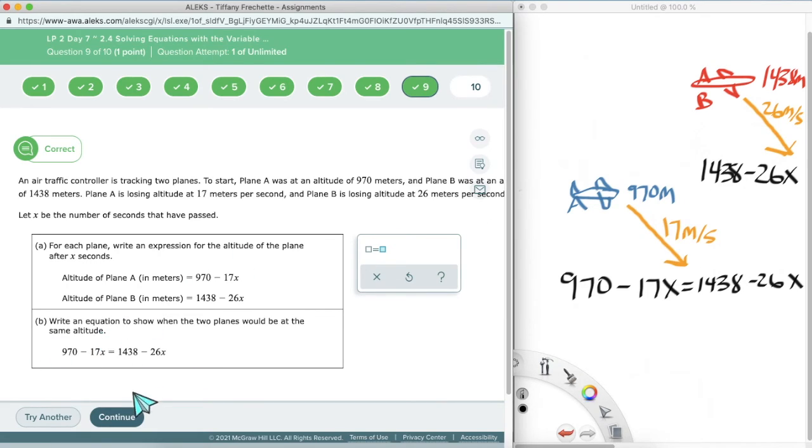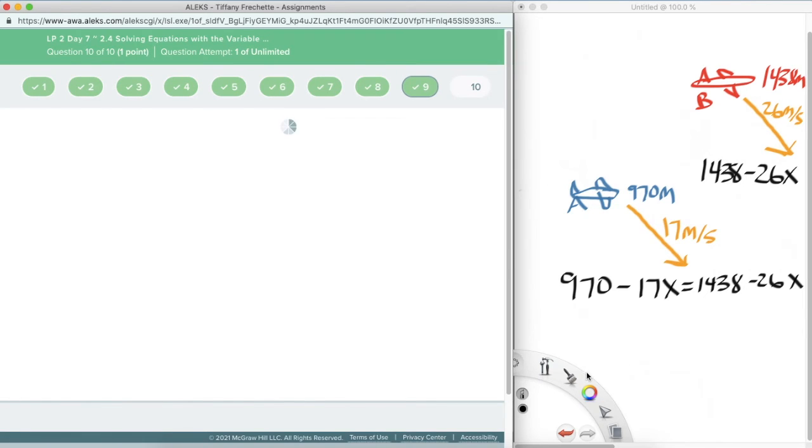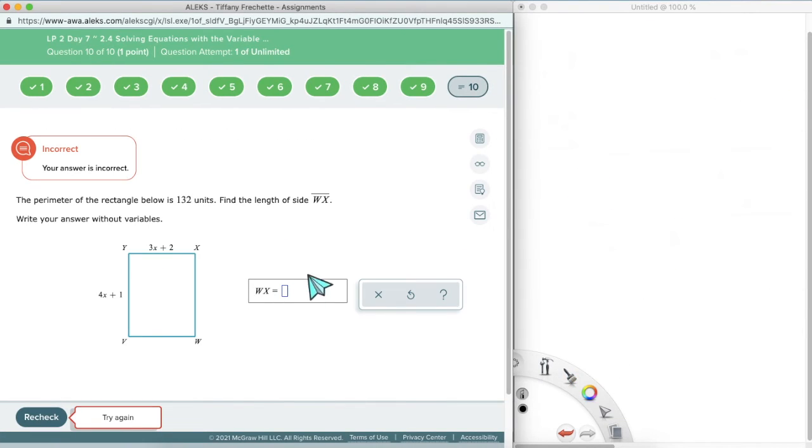Okay, one more here. We're almost done. In this one, I had accidentally typed one in here and was messing around and hit check, so that's why you can see this incorrect thing. So ignore the incorrect bit for just a minute. We're going to work out the problem here.